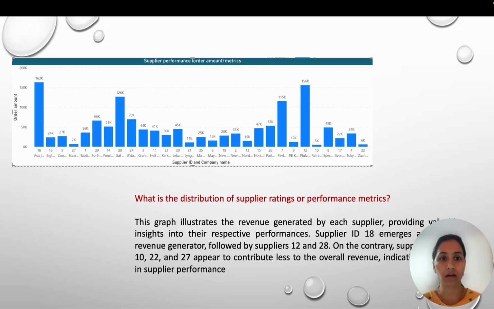From this chart, we observe that the suppliers with supplier ID 12, 28, and 18 generate the maximum order amount. That means these suppliers have very short shipping times, or we can say the shipping is on time, and the products are of good quality.